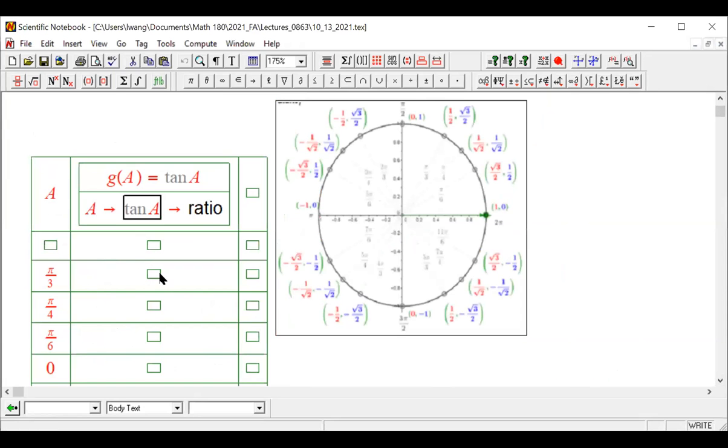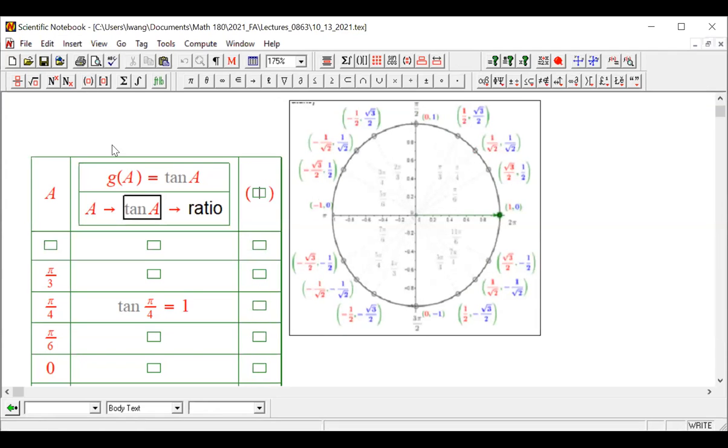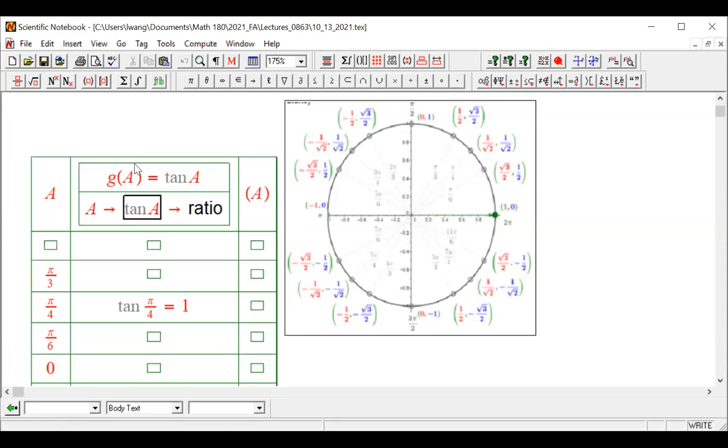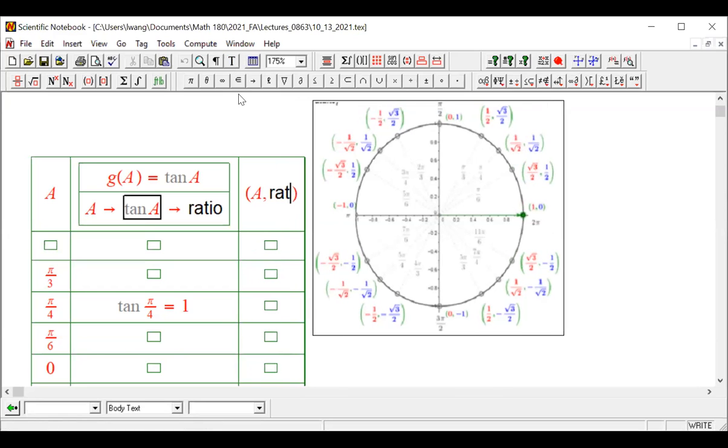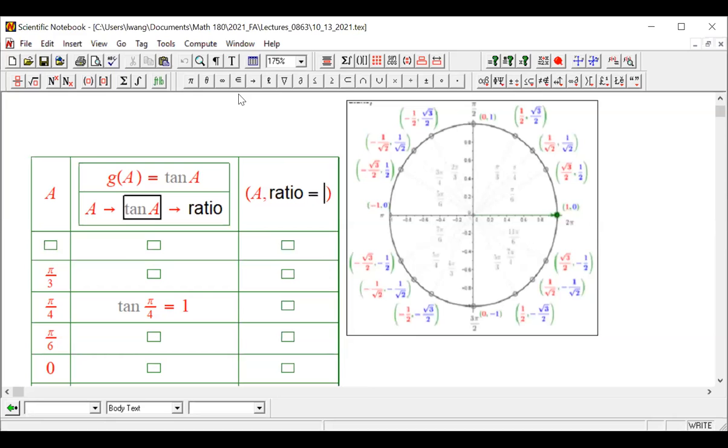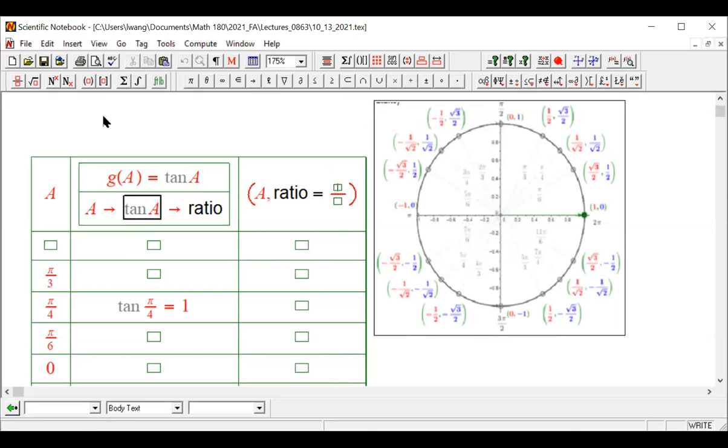So you are going to do all of these numbers. For example, for tangent pi over 4, which I just did, equals 1. How do I get the 1? I take the blue number divided by the red number. And so that point is angle to ratio. And that ratio, of course, is the blue divided by red.